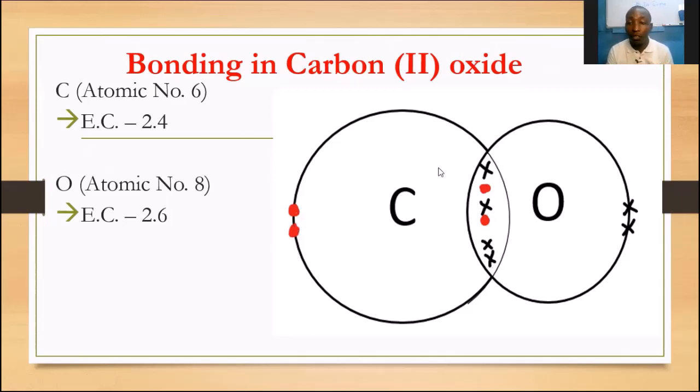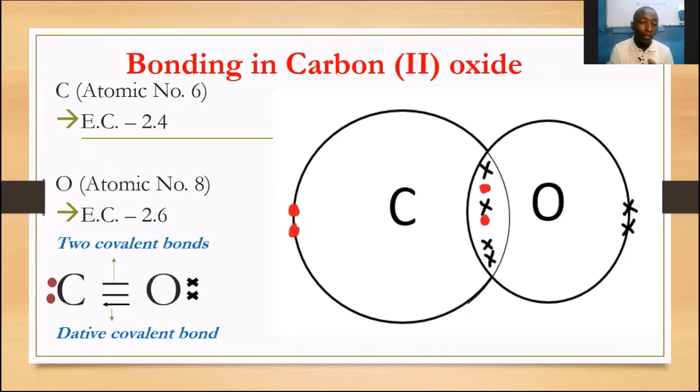So what exactly has happened? 2 ordinary covalent and a dative covalent bond there. So you can see that? Yes, so the bonding: 2 ordinary covalent, and a dative covalent, or what we call the coordinate bond. Otherwise, a lone pair of electrons for oxygen and a lone pair for carbon, as you can see there. That is a good illustration of the formation of the dative covalent bond.